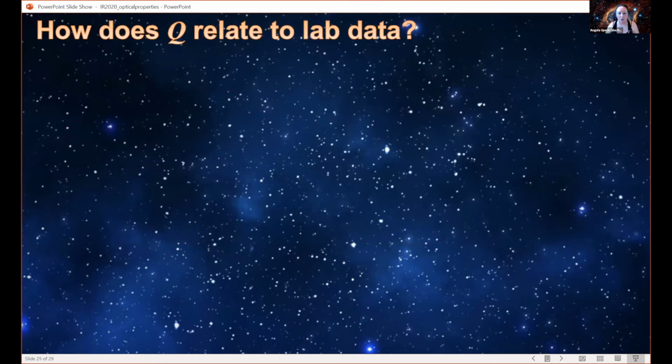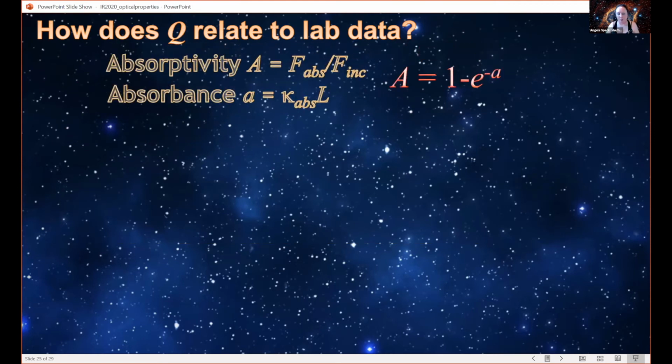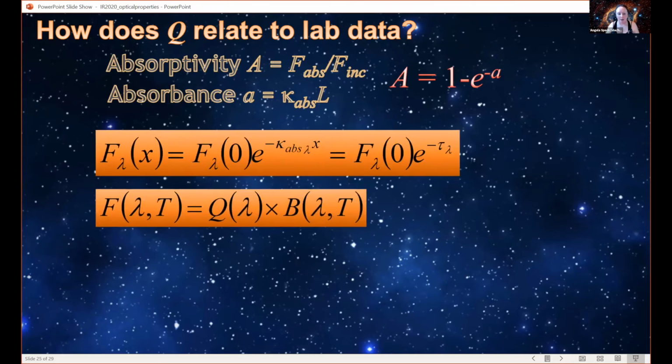Okay, so again, let's talk about how Q relates to lab data. In the lab, we measure the absorptivity and the absorbance. And so what we have is that the absorbance is essentially the same as tau, and the absorptivity is the same as Q.